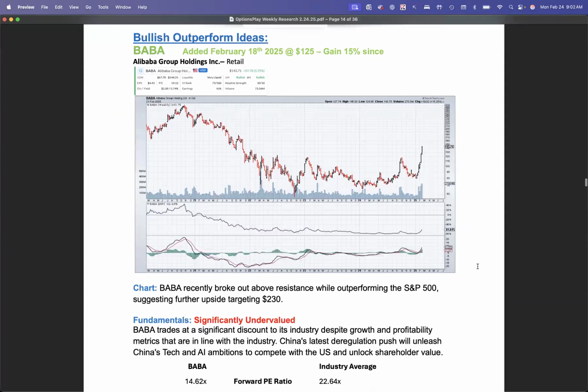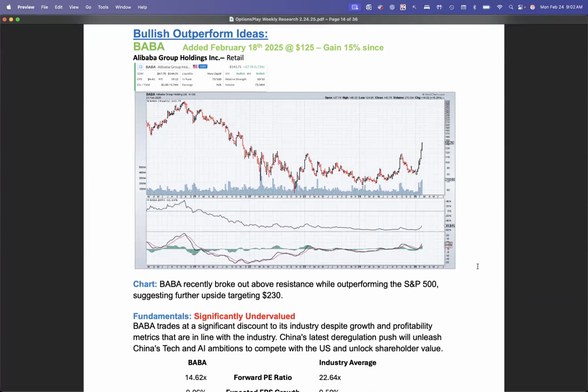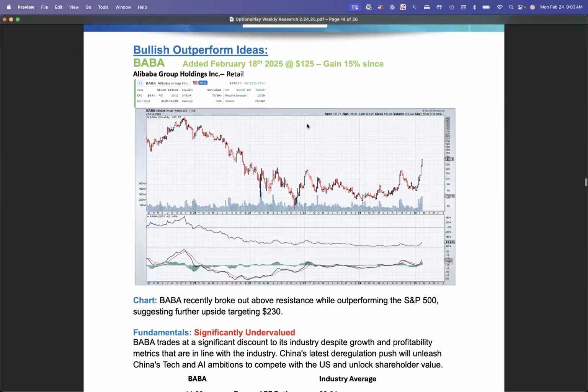So let's take a look at the stocks in our list here right now. The first one here is Alibaba. Now, Alibaba falls into a category called bullish outperform, meaning these are stocks that are outperforming the S&P 500. And not only are we looking for stocks that are outperforming the S&P 500, we typically look for stocks that are sort of bottoming.